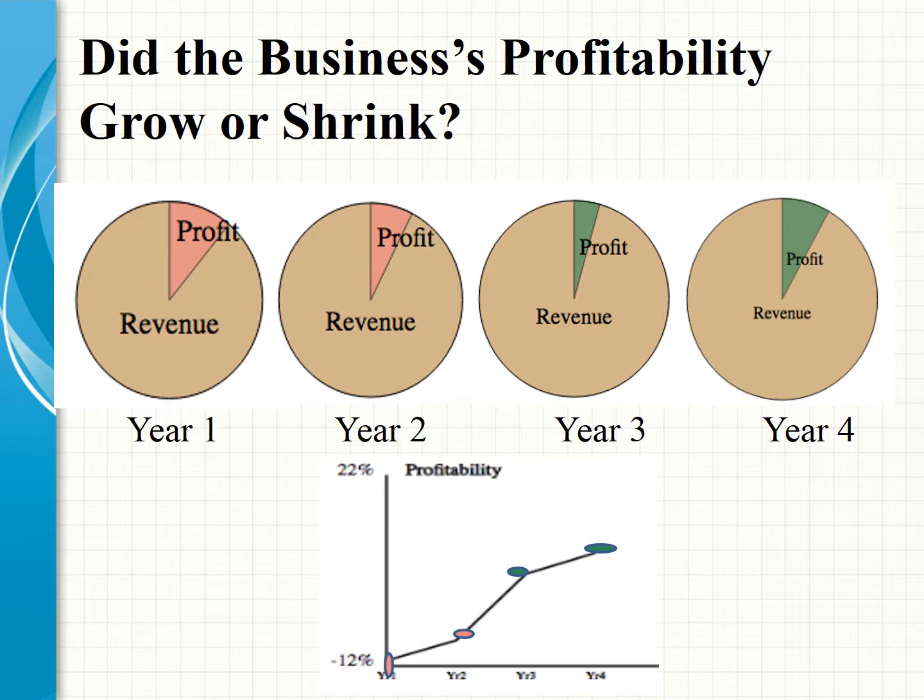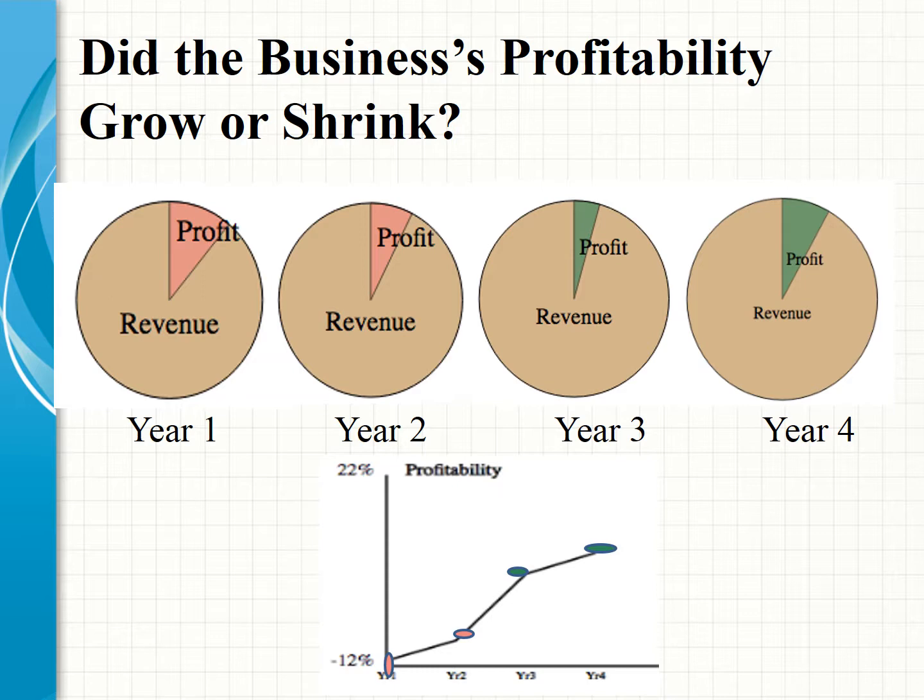Please remember, revenue is an important factor in determining profitability of a business. As you can see in the line graph example, the profitability line shows growth year over year. In year 1, the profitability line was a negative 12%. It means the business operated at a loss.